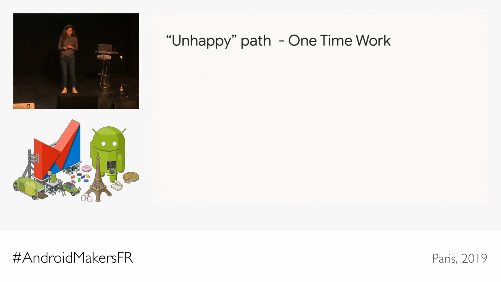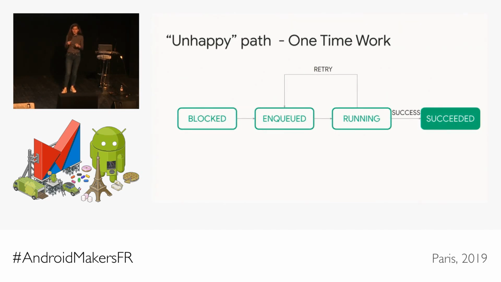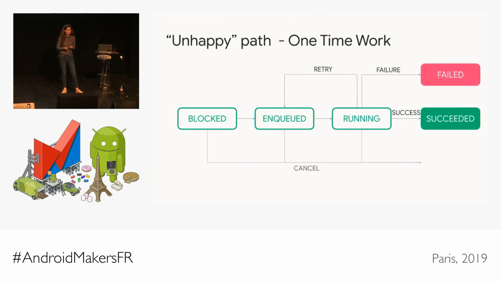An unhappy path for one-time work contains for sure the initial setup, and in the case that it runs and something doesn't work, and it returns Result.retry from the doWork method, it will continue to retry that task. If we get a failure, it will go to the failed status, and if the work is cancelled, we will go to the cancelled status.